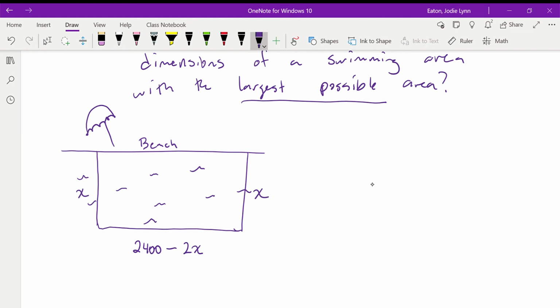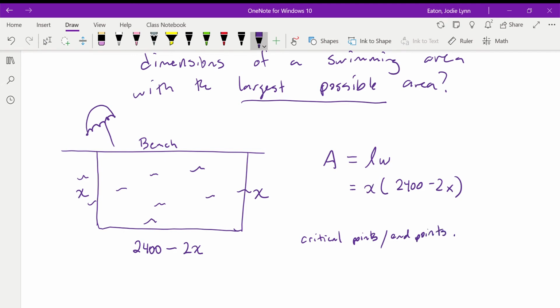Now we want to express the quantity that we want to optimize in terms of only one unknown quantity. The quantity that we want to optimize is the area. We want the largest possible area. So area is equal to length times width. This is equal to x, our length, times 2400 minus 2x, that is our width. Now we're looking for the critical points and endpoints.